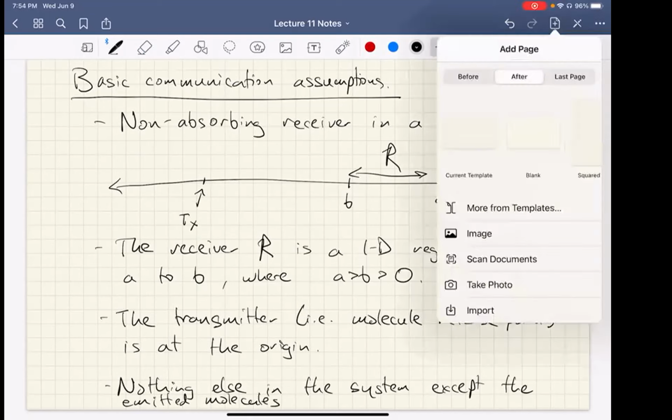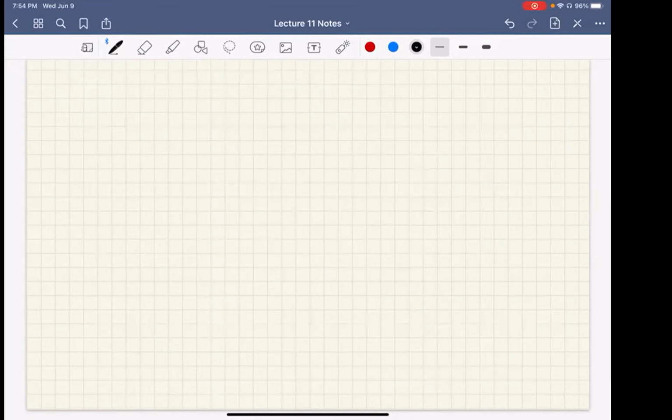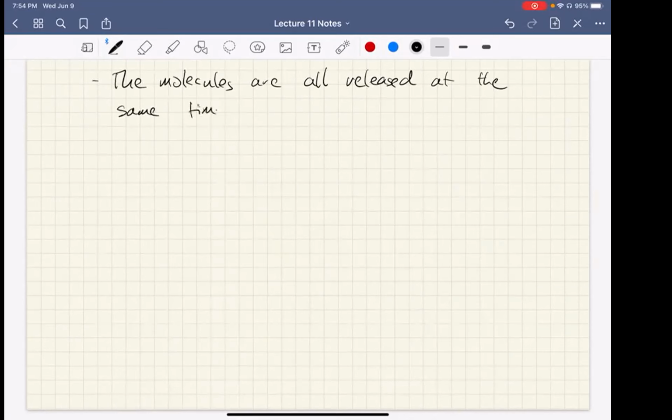Two more things that we have to assume here. The molecules are all released at the same time. Similar to the last example, we're just going to consider transmission of single symbols at a time. So without loss of generality, we're going to assume that the release time, TR, is 0.